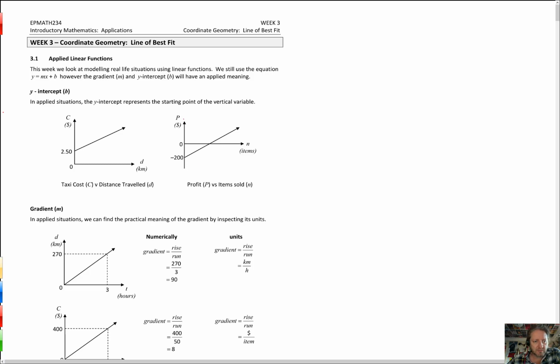So firstly, we're talking about y-intercept. Now we knew y-intercept last week. We had a graph like this, and we had y, and we had x, and whatever the line was, we just defined the y-intercept as the number where the line crossed the axes. Well, this time it's still just going to be the number where it cuts the axes, but it's going to mean something. Like, look at this first one.